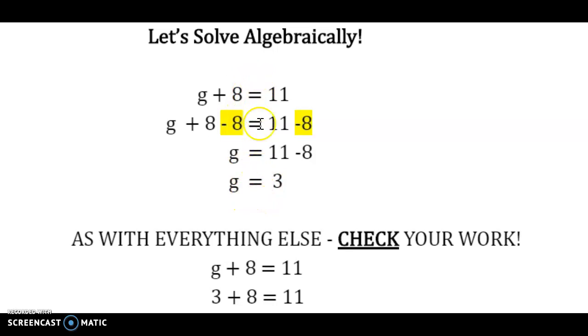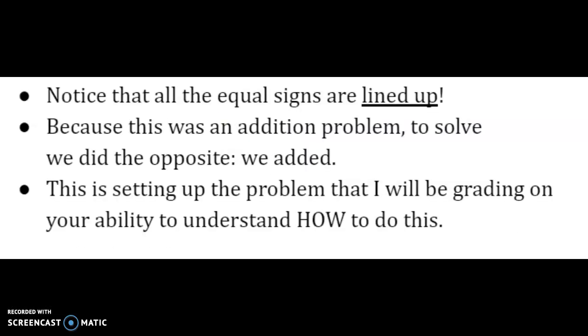Notice that I've lined all of these up as I worked the problem and worked part of it and then worked the next step until I finally got my answer. As with everything else we do, we've got to check our work. Remember that our original problem was g plus 8 equals 11. We said that g was equal to 3, so we put the 3 in there to see that it was true. Notice that all the equal signs were lined up in our problem. Also, because this was an addition problem, to solve, we did the opposite. We subtracted. So this is the setting up of the problem that I'm going to be grading on, and I'm going to be grading your ability to understand how to do this and how to set up.